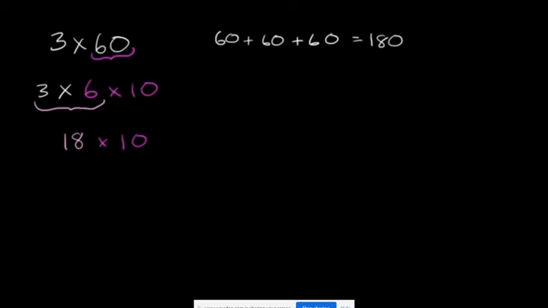So this is going to be 180. Now, the more practice you get here, you'll realize, hey, I could have just said 3 times 6 is 18, but I have to worry about this 0 right over here. So I'm going to put one more 0 at the end. It's going to be 180. Same answer that we got right over there.